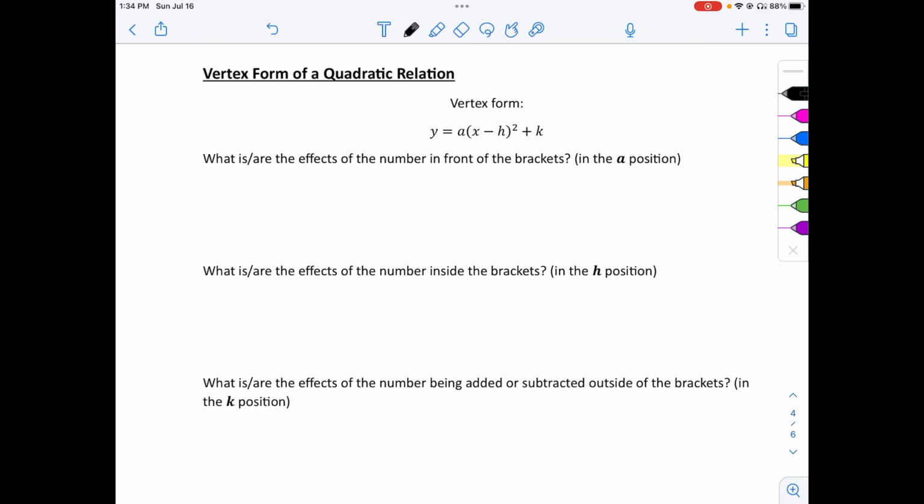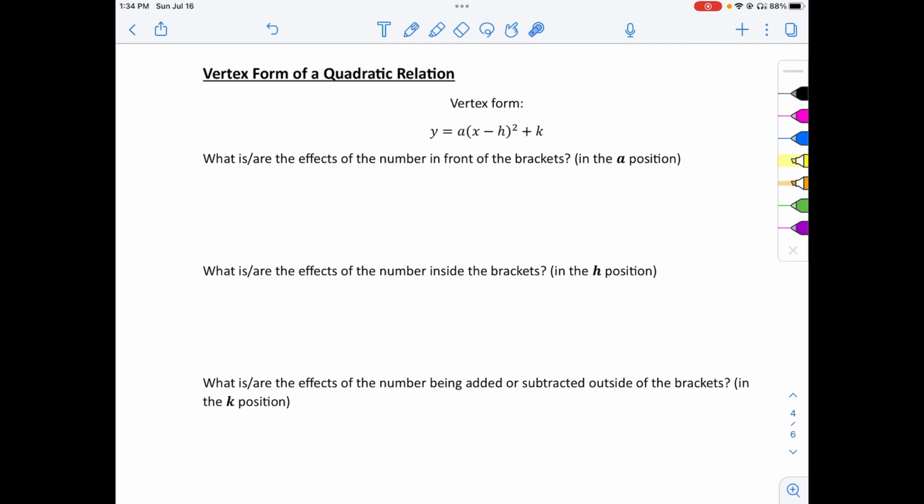We are going to take a further look at the vertex form of a quadratic relation. Okay, so we said that there are three different forms of the equation of a quadratic relation. One of those is vertex form. The vertex form of an equation, the general form of the quadratic equation, looks like this: y equals a multiplied by (x minus h) squared plus k.